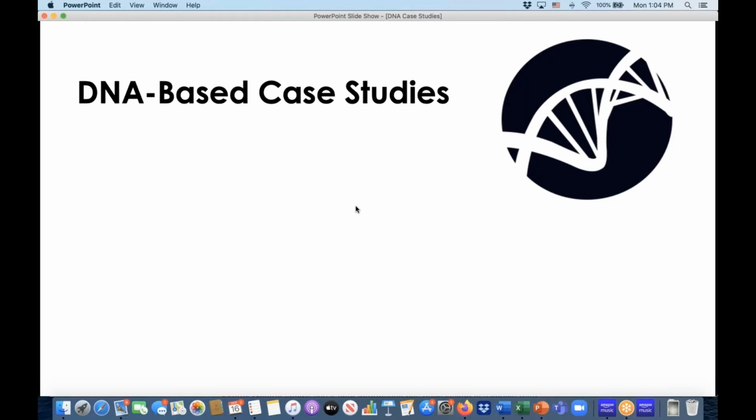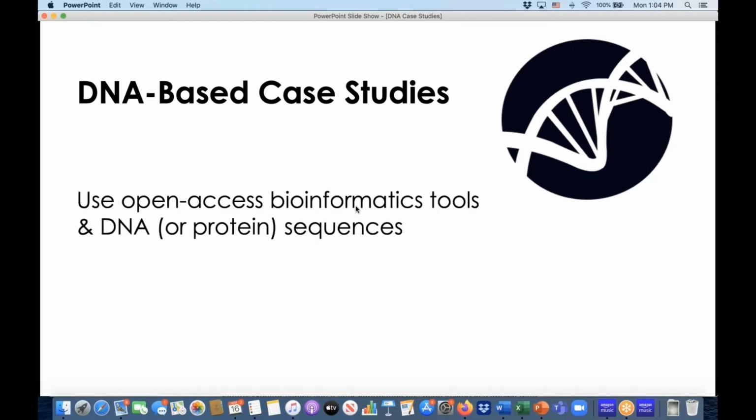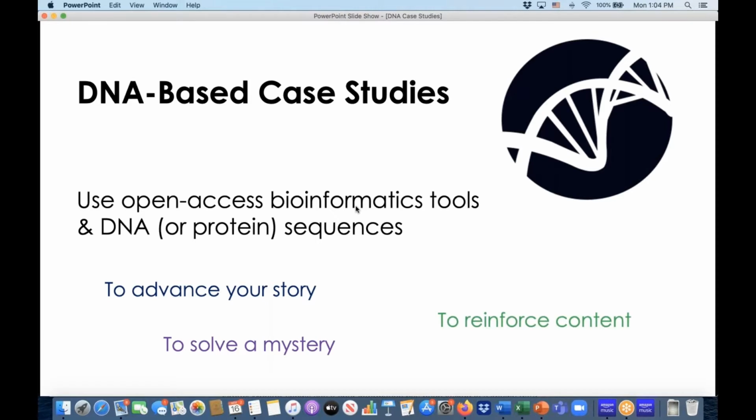So what is a DNA-based case study? Of course, I'm sort of making this up, so this is my opinion of what a DNA-based case study is. It's a case study in which you're going to use some open access bioinformatics tools, some DNA sequences, maybe some protein sequences. You're going to use these tools and sequences to help advance your story, whatever the story of your case study is. Maybe you're going to use them to solve a mystery, or maybe you're going to use them to reinforce some of the content that you're working on with your students.